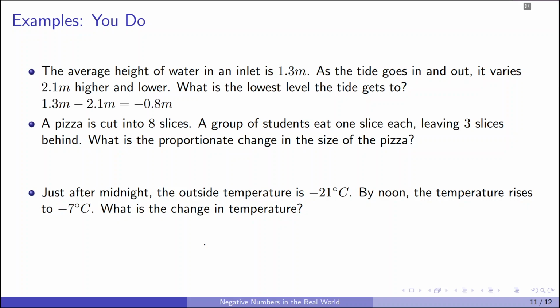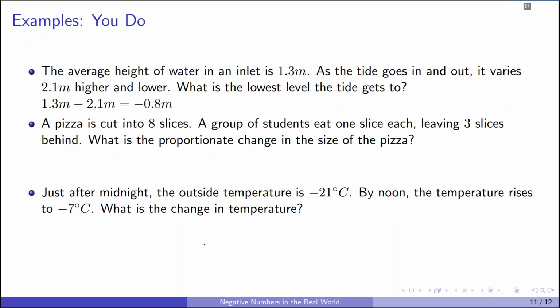All right, our average is 1.3. It can go 2.1 meters lower than that. That's a difference of negative 0.8 meters. So it can go below the average sea level during the course of the day.